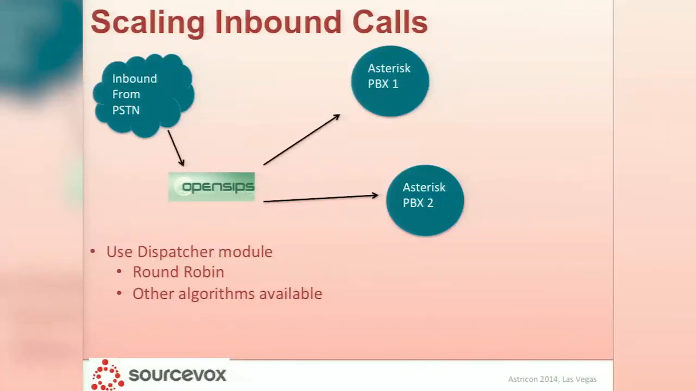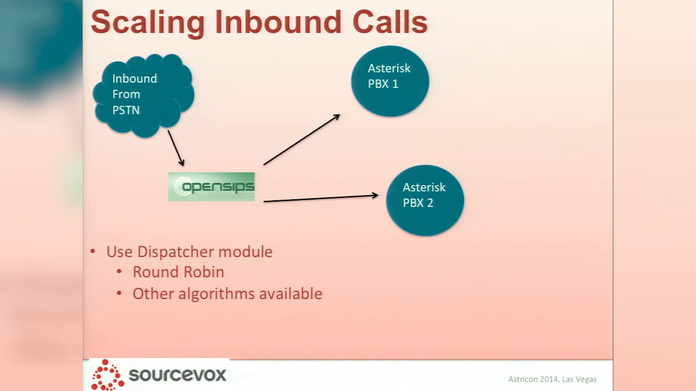There's a module called load balancer, and there's a module called dispatcher. And OpenSIPS can use various strategies to send those calls to one or many boxes. It can use a round robin algorithm and all kinds of clever algorithms, like it can hash over the URI. So if you want to make sure that a certain user's calls always go into Asterisk PBX1, then those calls will always go to that box. And you can do some clever stuff while you're routing calls to all these endpoints.